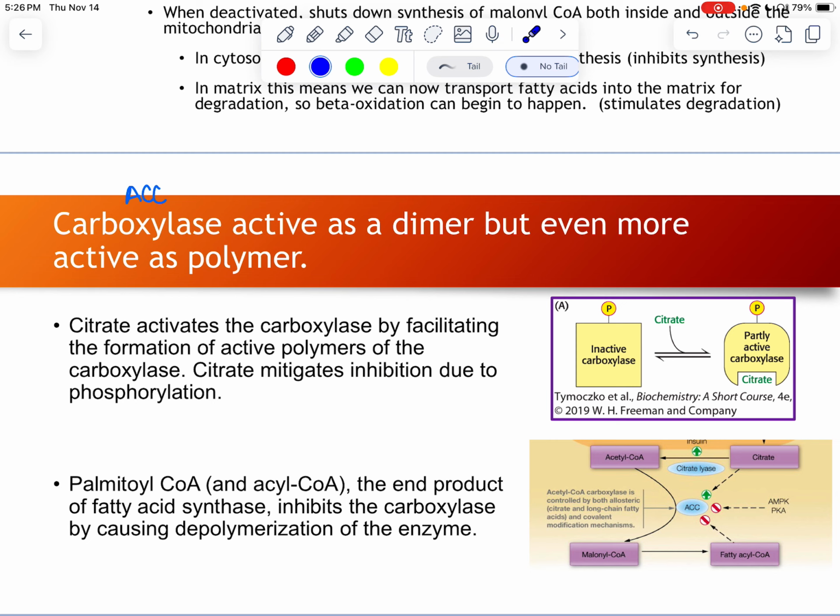Palmitoyl-CoA, which is an acyl-CoA and is the end product of our synthesis, inhibits the carboxylase by doing the opposite. It causes the depolymerization. So if they need to be polymerized to be active, that palmitoyl-CoA keeps that from happening. All right, y'all. That was it for fatty acid metabolism regulation.